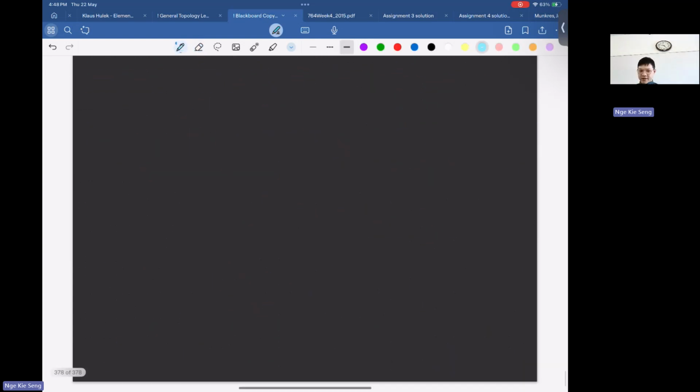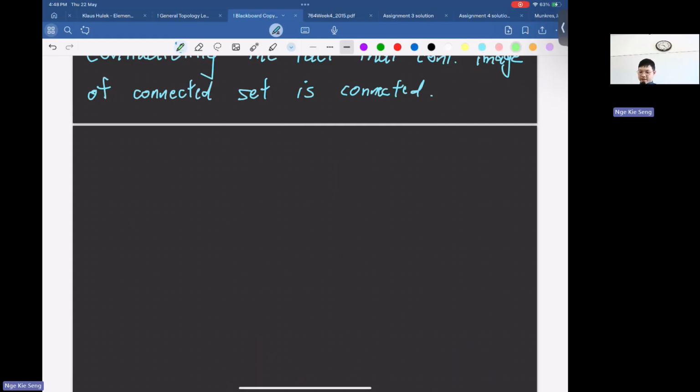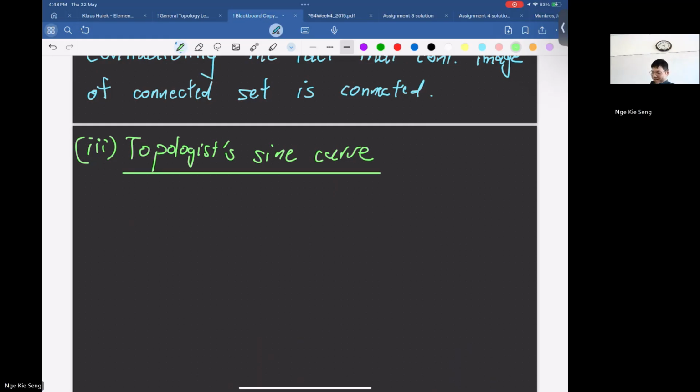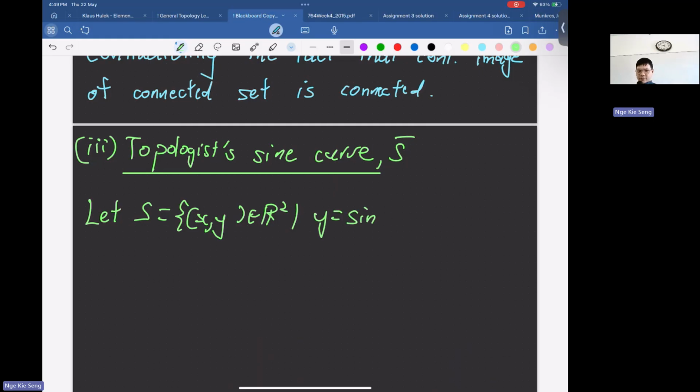Okay, so we will define the topologist's sine curve. Let me introduce you to the topologist's sine curve. Connected but not path connected. So what's this sine curve here? This sine curve actually is the closure of some curve. The curve we consider here is a curve in R2 such that y equals sine of 1 over x.